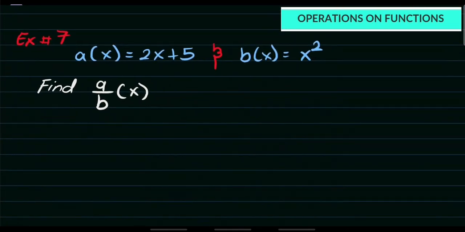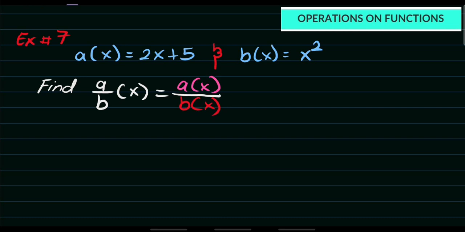How about example number 7? So, for example number 7, again, a of x is equals to 2x plus 5, and then g of x or b of x is equal to x squared. So, let's find a all over b or divided by b of x. Again, yung notation na to, that is equals to a of x divided by the value of b of x or yung second function natin as our denominator.